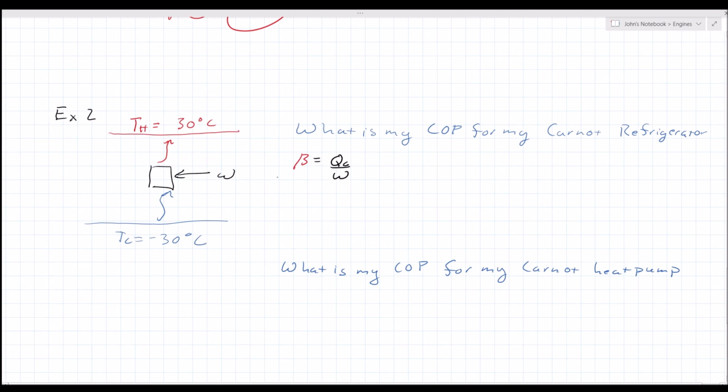Now, I don't know what that is. I don't have any values here, but I know those temperatures, and this is a Carnot refrigerator. So I have QC over Q high minus QC. If I divide them both by Q high, I get QC over Q high over 1 minus QC over Q high, which is equal to TC over T high over 1 minus T low over T high.